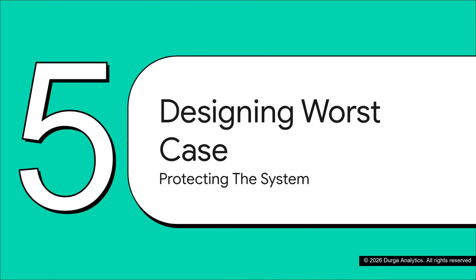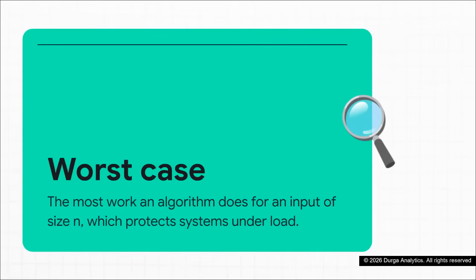Which brings us to Section 5, designing for the worst case to protect your system. Here's a pro tip. When we state a big O, we almost always mean the worst case scenario. You might wonder, why not the average case? Well, because when you're building an enterprise architecture, hope is absolutely not an engineering strategy. An algorithm that's usually lightning fast, but occasionally catastrophically slow, is a ticking time bomb for system stability. That worst-case guarantee is exactly what protects your infrastructure from cascading failures under heavy load.